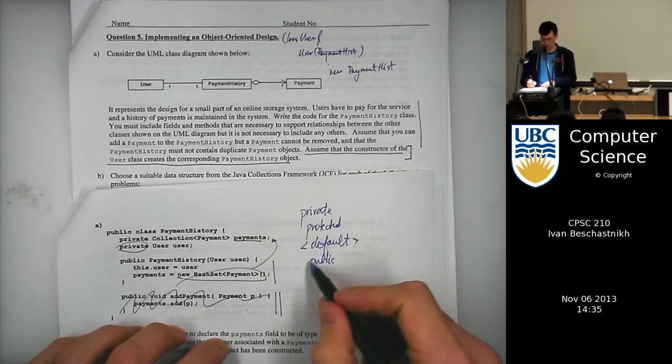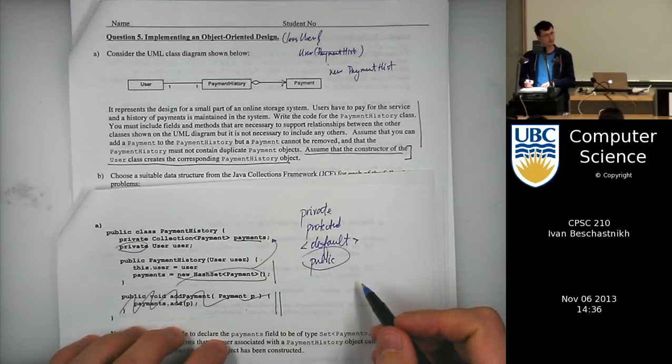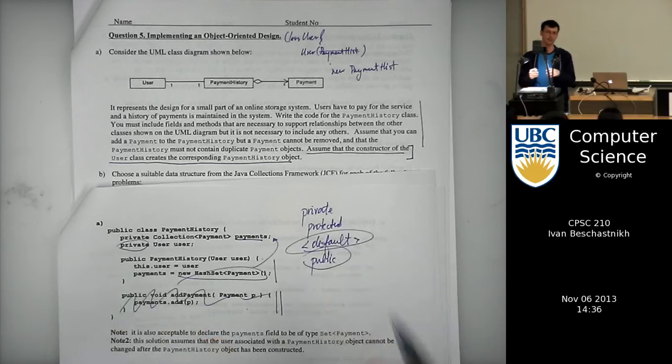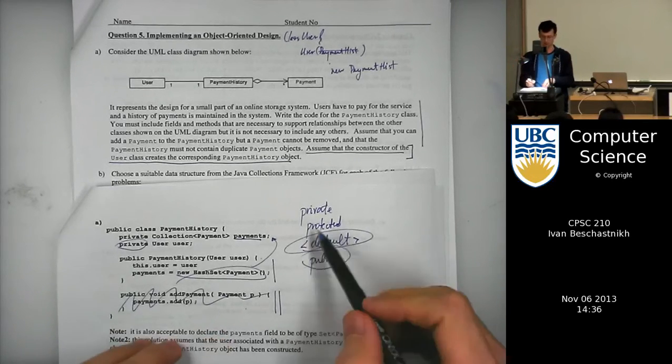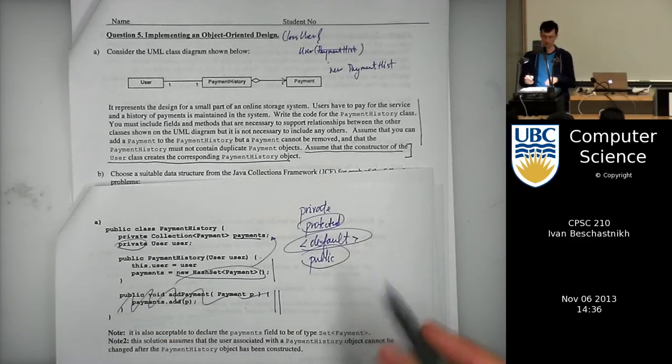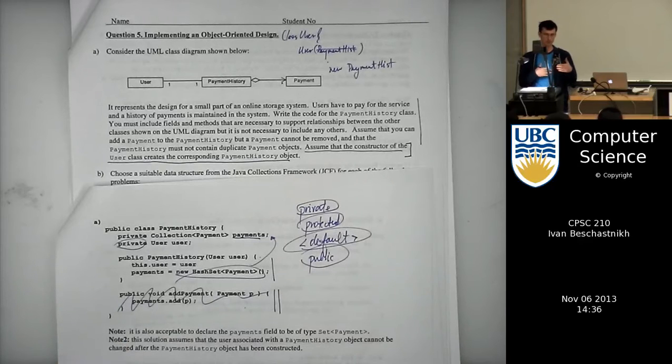Public means visible to everyone. Default is when you omit your visibility marker, and this means that it's visible to any class within the package. So it's package visibility. Protected, of course, is visible only to my subclasses, my descendants. And then private is visible only to this class. So there's four.